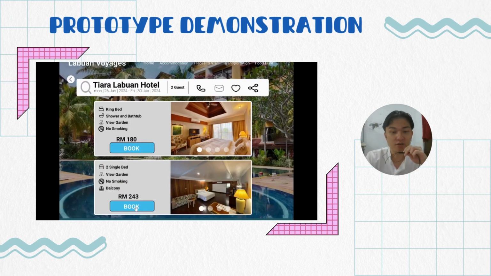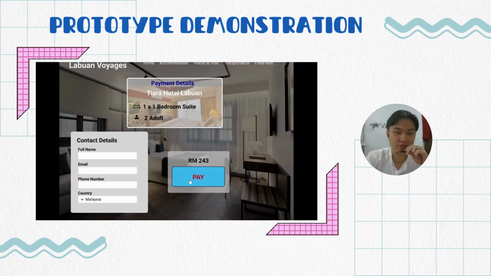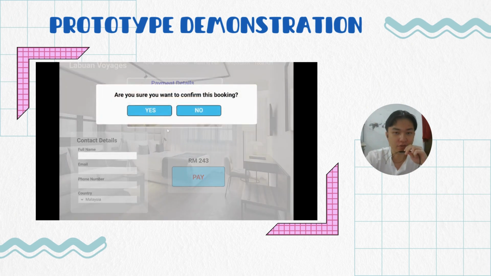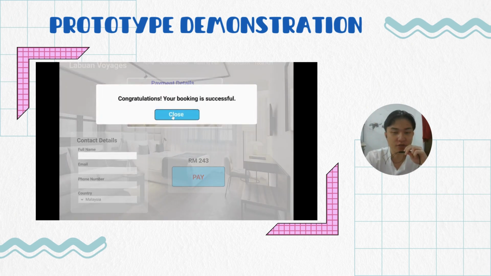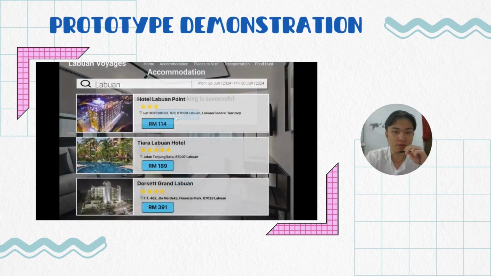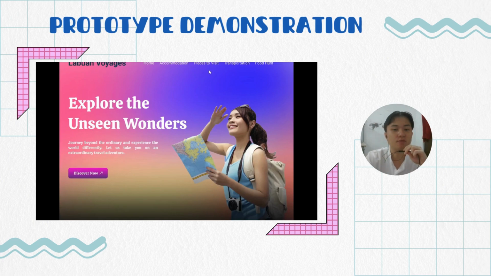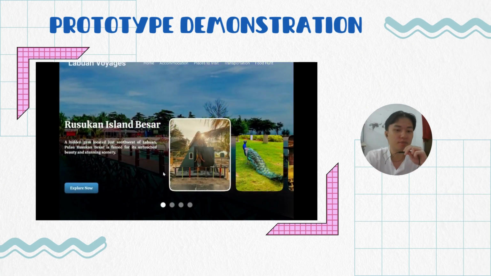After you have decided on a respective accommodation, you can click the book button and then click pay, and then there's a confirmation button, yes or no. If you click yes, it will show that your booking is successful. And then proceed to places to visit, and this will be the landing page.